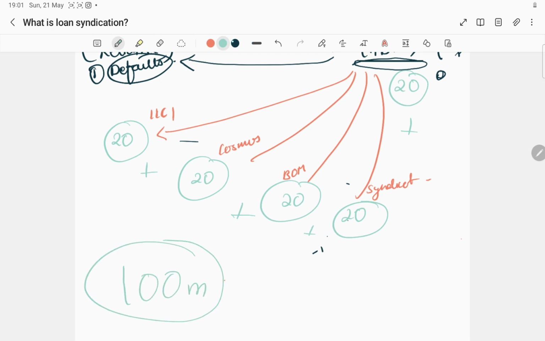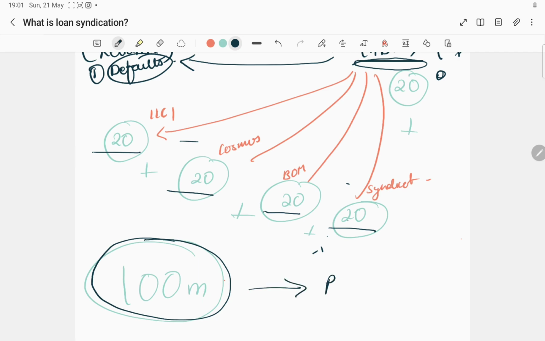So this way, what they have done is they have pooled together funds from different banks. This pooled amount is then given to Reliance as a loan amount. Now what has happened? The risk is diversified amongst all these banks properly.